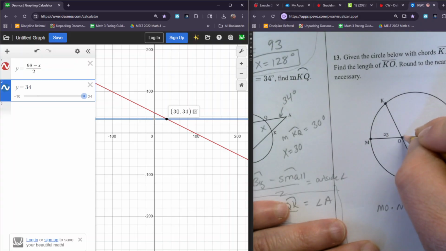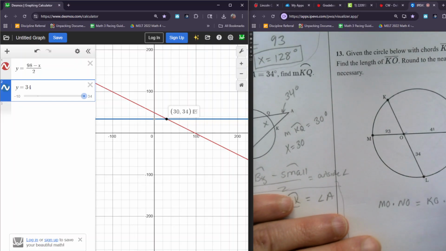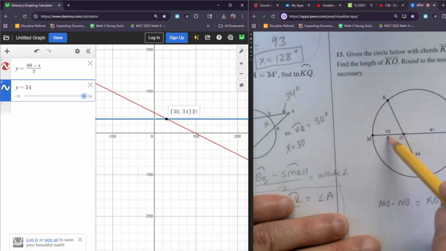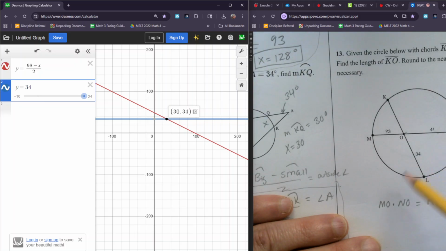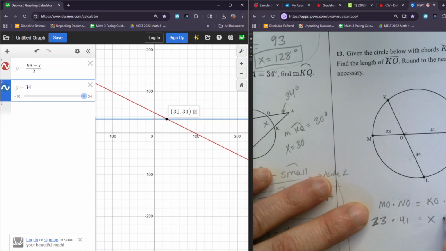So MO times NO is equal to KO times LO. So make sure you know how to do this, all right? If you've got intersecting chords, it's one piece times the other piece of the same chord. MO times NO equals one piece times the other piece of the other chord. That's all, it's very, very simple. So MO is 23, NO is 41. KO we don't know, so we're just going to call it X. And then LO is 34.